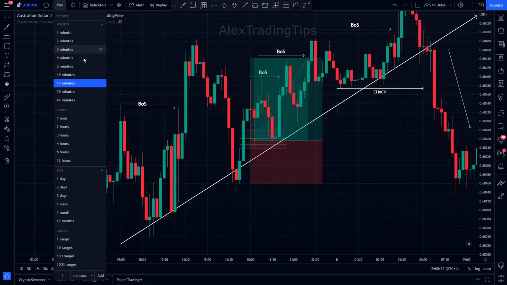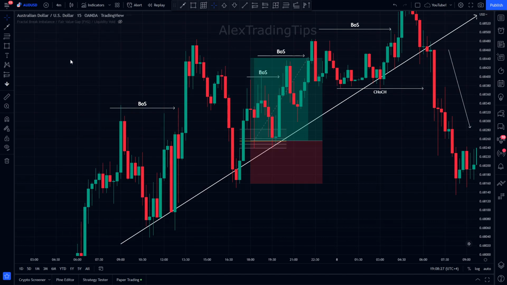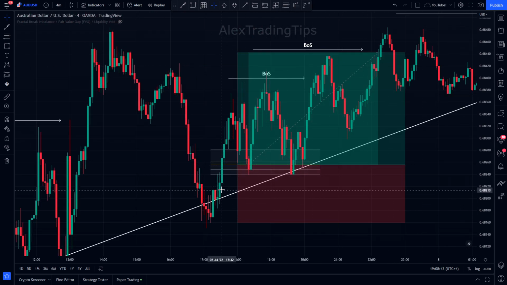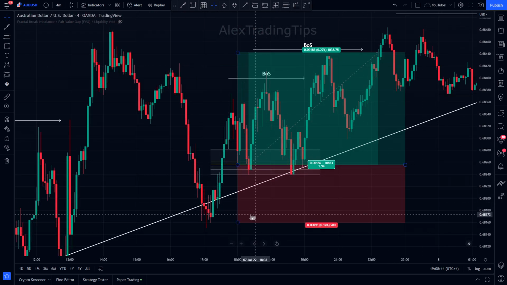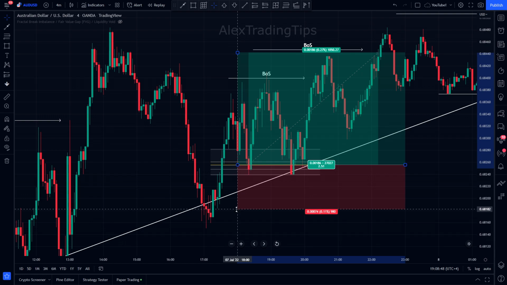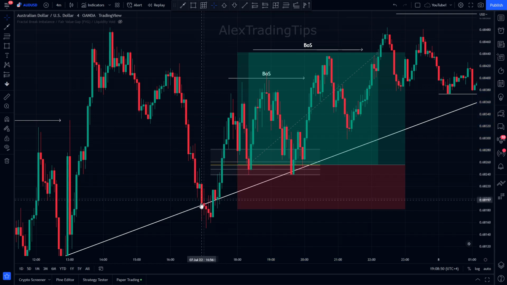Now we could go on a lower time frame, since as I mentioned I use the lower time frame for my entries, like the 4 minutes. And here we can see that the demand zone is right here, not all the way down here. So I'll put my stop loss somewhere around here. In this area, the price is efficient. There's no imbalances, so the price is more unlikely to head all the way down.